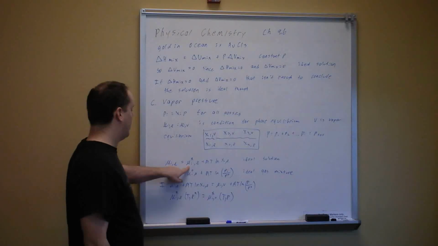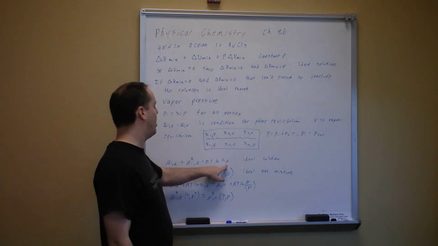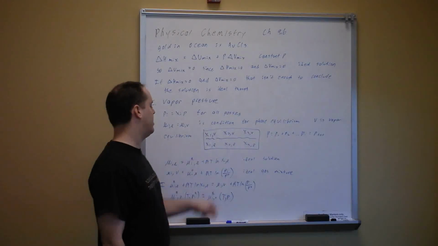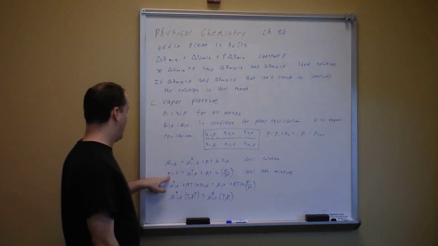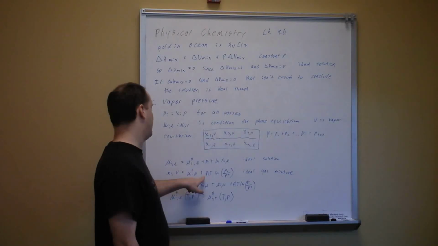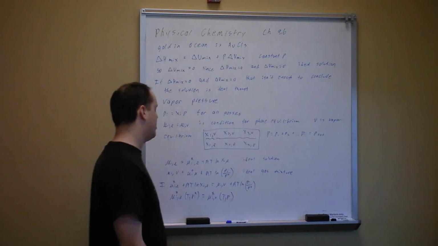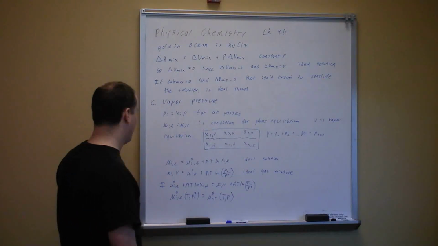Now mu sub I liquid is going to be equal to mu I liquid star plus RT natural log of X_I liquid. That's for an ideal solution, we showed that already. And then mu sub I in the vapor phase is mu I naught in the vapor phase plus RT natural log of the partial pressure of substance I over P naught. And that's what we showed for an ideal gas mixture.